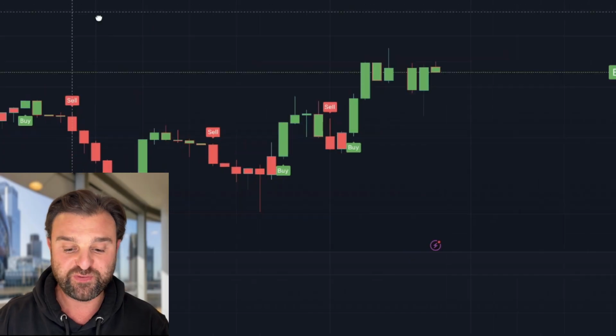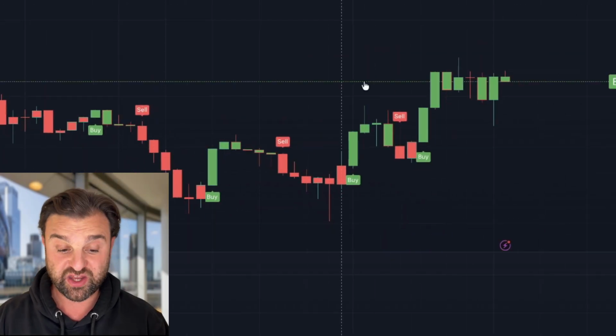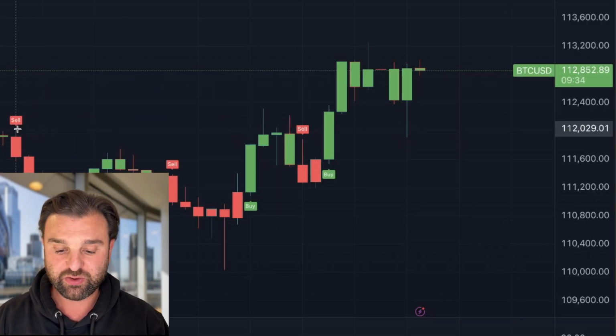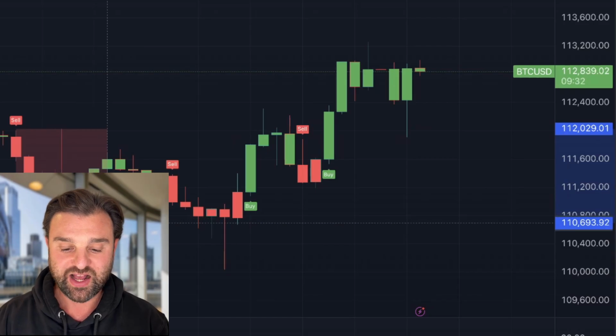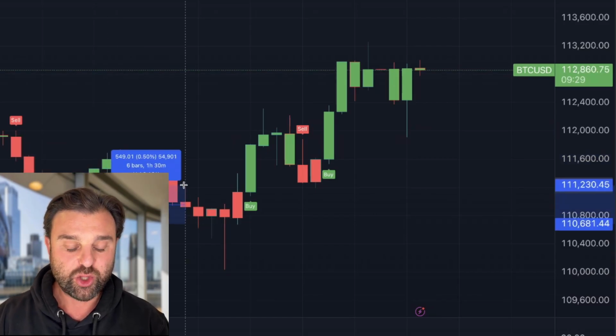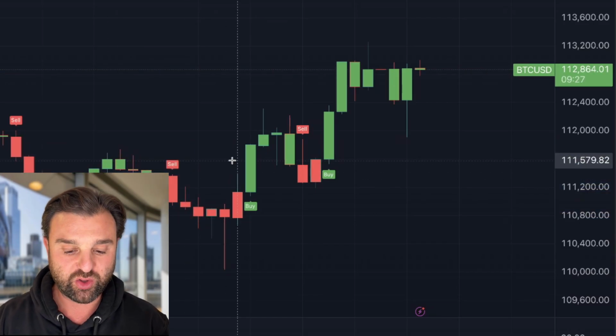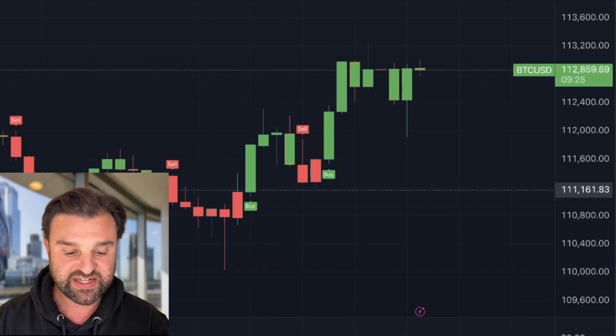I like this on the 15-minute chart. It's not bad on the 30-minute chart. Ultimately here, when you enter at sell, you finish your trade at buy. If you buy here, you finish at sell. You're going to make consistent profits with this strategy.